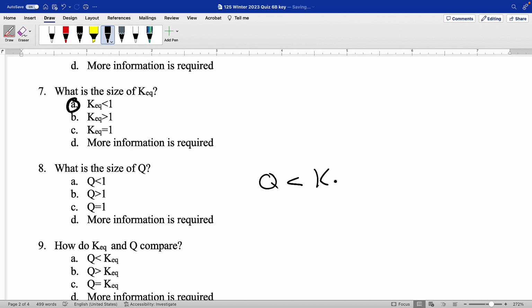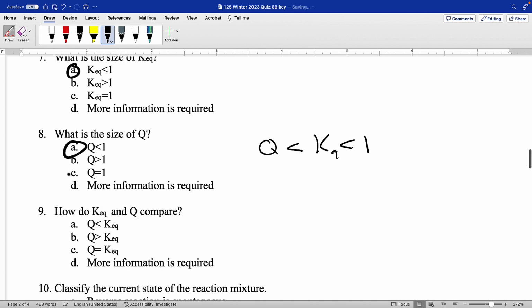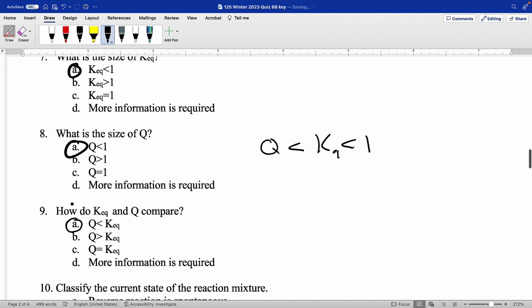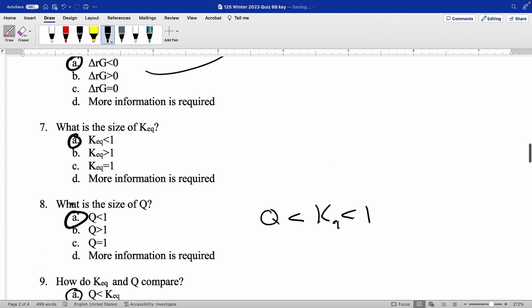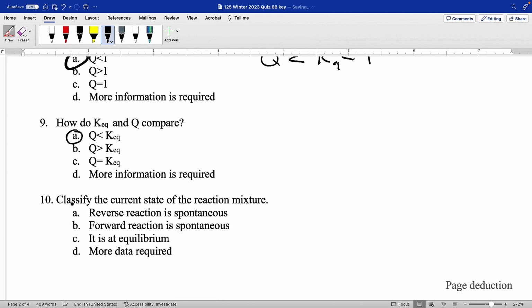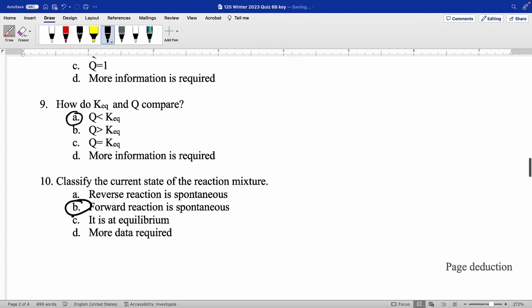And since K was less than 1, we can see, oh, okay, if K is less than 1 and Q is less than K, then Q has to be less than 1 as well. How do they compare? Oh, we actually already said that Q was less than K. So another way of saying that is K is greater than Q, so we expect to react in the forward direction from that filled circle. Okay, classify the current state of the reaction mixture. And we already said that the forward reaction is spontaneous, so let's go ahead and circle that, right? Because K is greater than Q, or delta G is negative, or the slope's negative. So all of those things tell us that we're going to react in the forward direction.